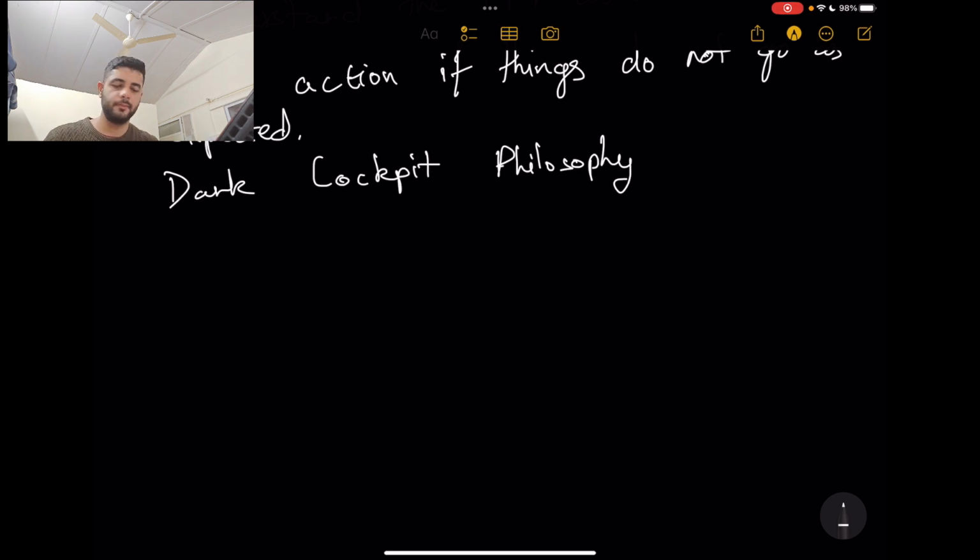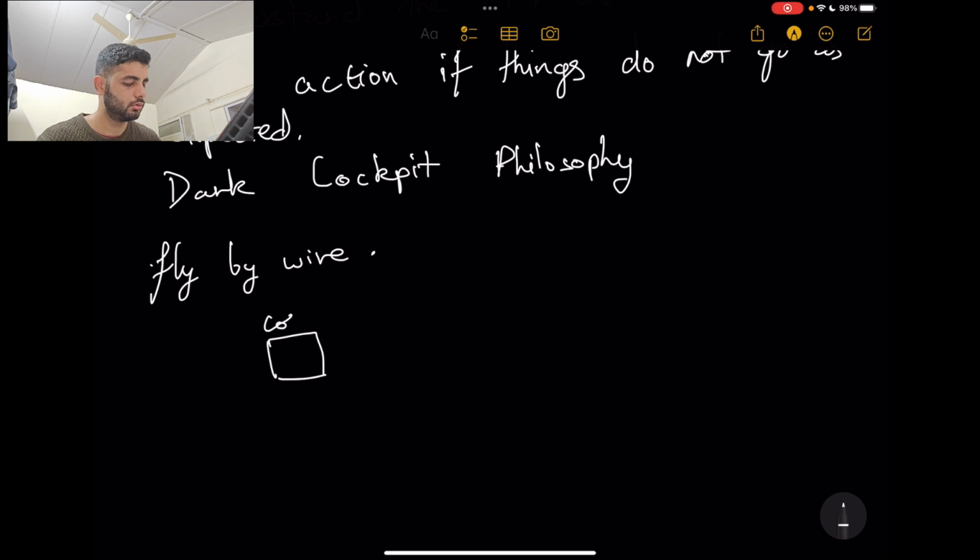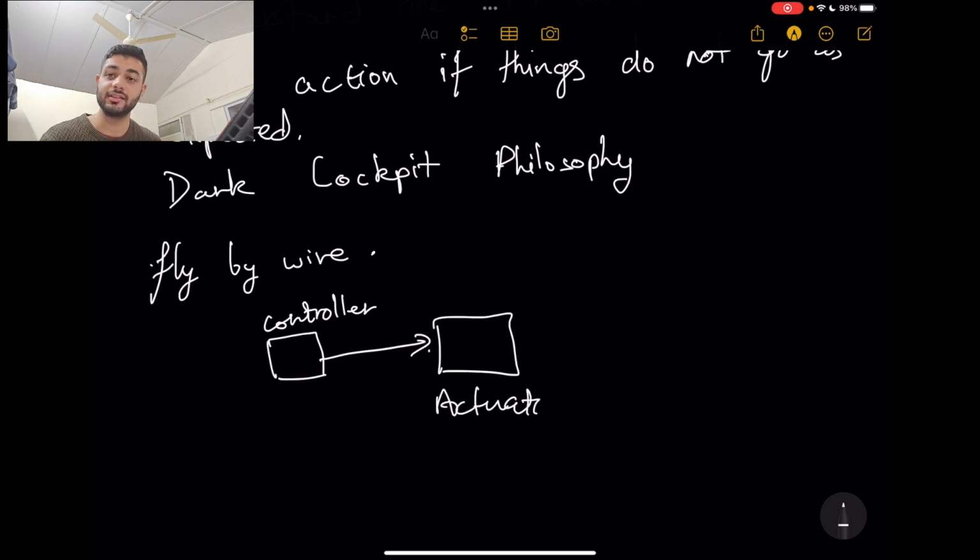Then you have fly by wire. Fly by wire is that the aircraft is not mechanically linked. Okay, your controller sends a signal, an electrical signal to an actuator, which is like a hydraulics kind of thing. Okay, and that actuator moves the surface.